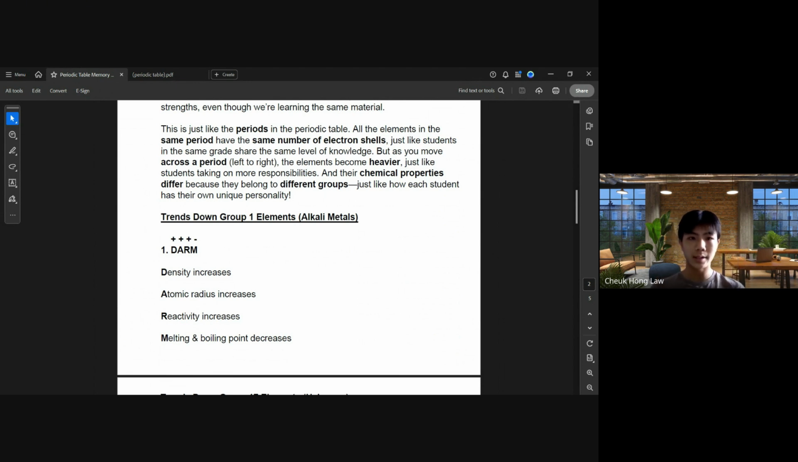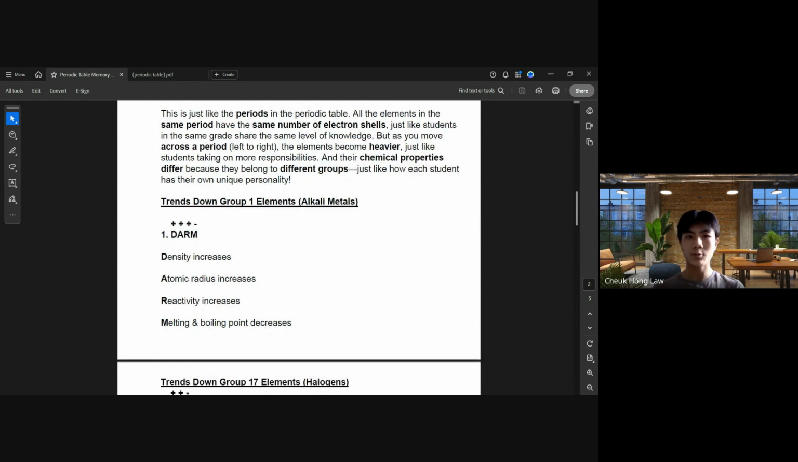So the memory shortcut is DARM, DARM, and then plus, plus, plus, minus. So just remember everything plus except for the last one. Okay, so what does plus mean? Plus means increase, then minus means decrease. Okay, so D is for density. Density increases down the group.